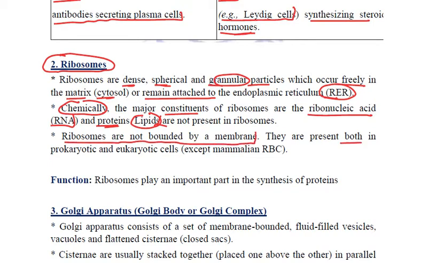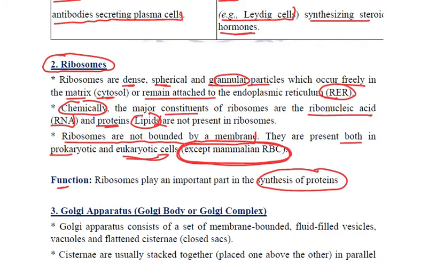They are present both in prokaryotic as well as eukaryotic cells, and there is an exception to it. And that exception is mammalian RBCs, the red blood cells that we have. Here, ribosomes are not present. What is the function of ribosomes? We have done it just before, that they help in the synthesis of proteins. That is the main function of ribosomes.